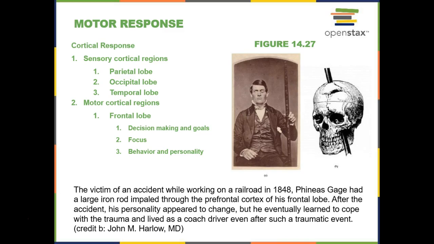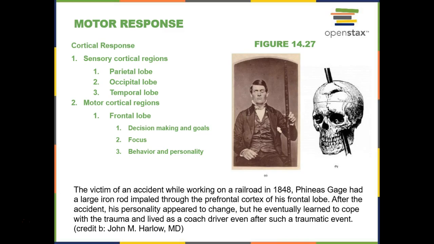We also know that in the 1800s, they didn't have all the pain medicines that they do today, and so the main thing that they used for pain actually was alcohol, and so he did become an alcoholic for a time to treat the pain. So his personality changed partially due to the railroad tie damaging his frontal lobe, but also because of the alcohol he was drinking.